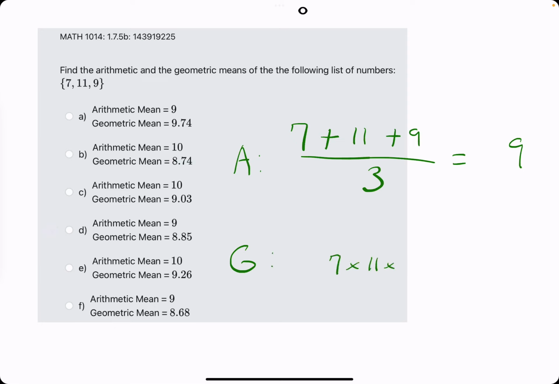Now geometric mean, we're again multiplying all these numbers. So 7 times 11 times 9, and we are taking the root, and it's the nth root corresponding to n, which is the number of values in the set here, the list. So there are 3 numbers, so we are taking the cube root of all those values.